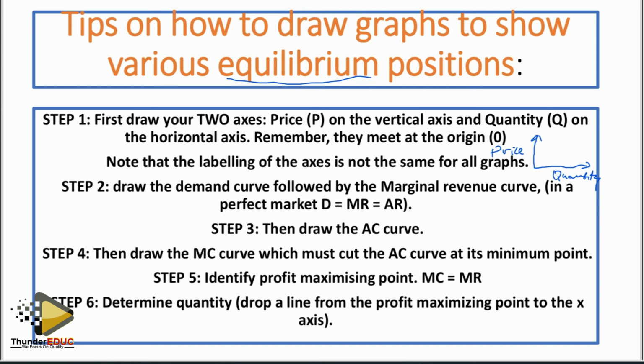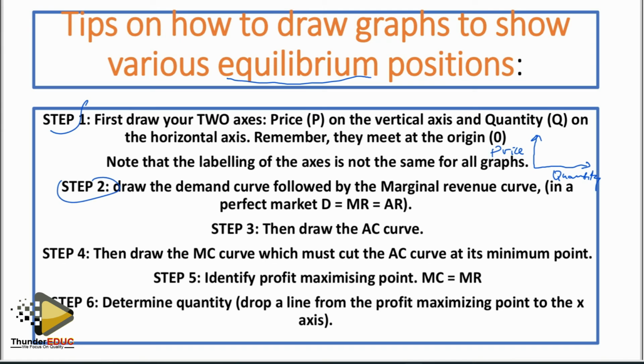So now also they are saying that price P is on the vertical axis, and quantity Q is on the horizontal axis. So now this is what they say whenever you start drawing the equilibrium position, or showing the equilibrium position. Okay, right. So now we are done with step 1.